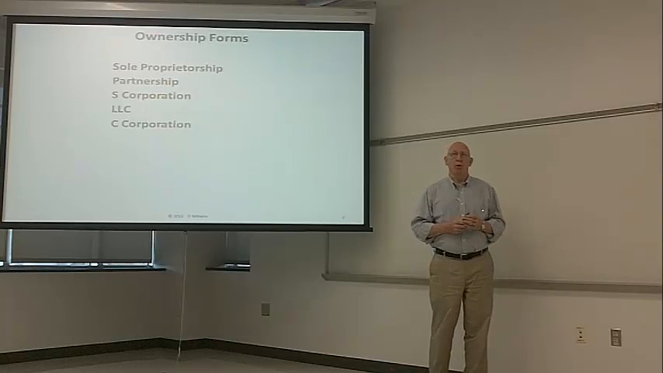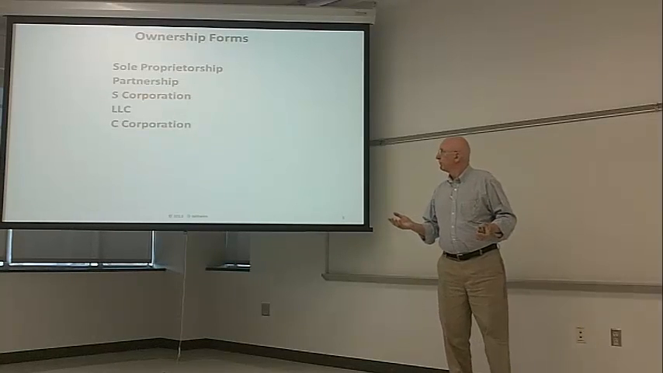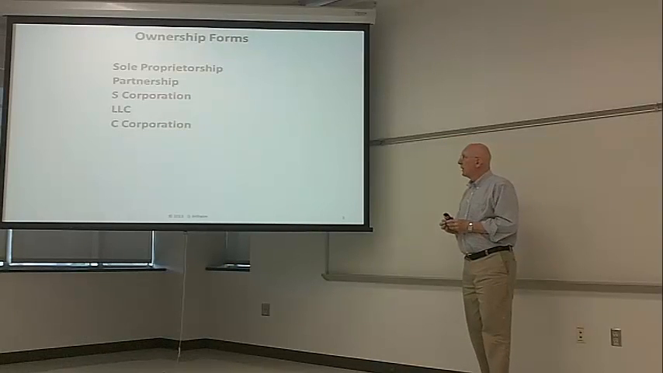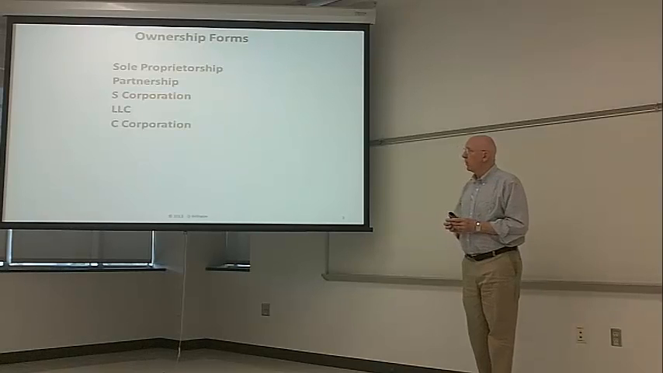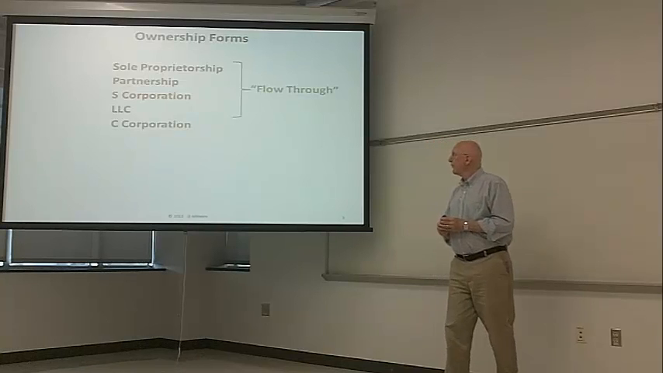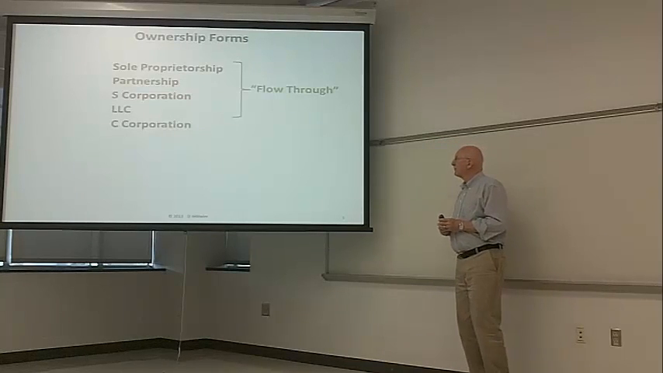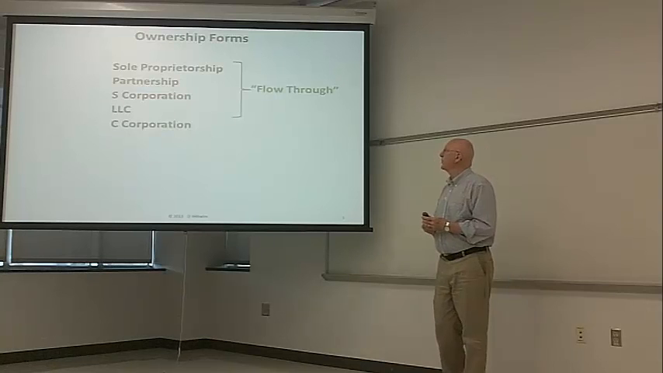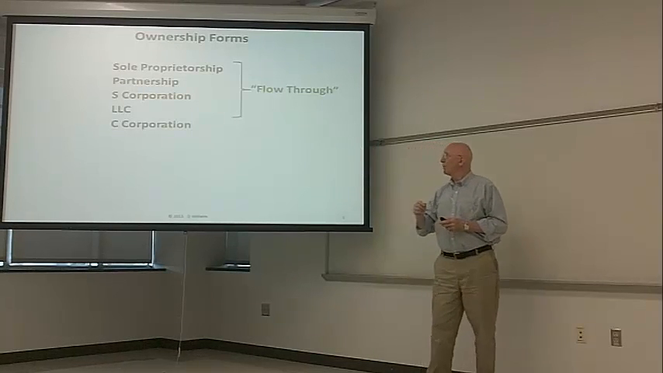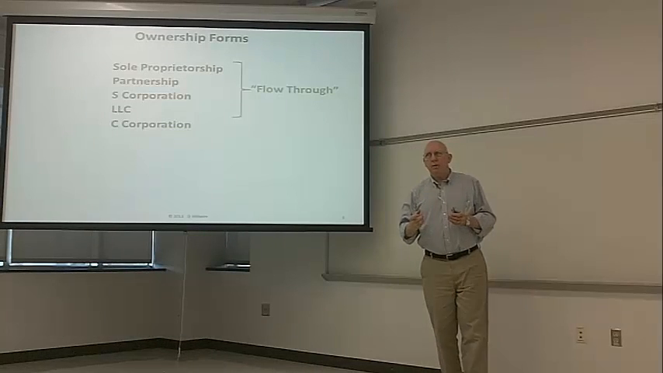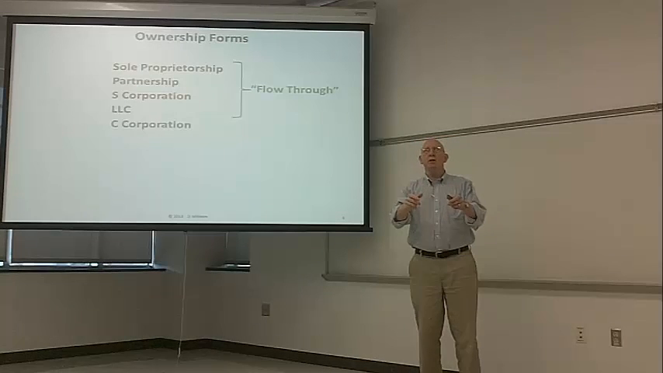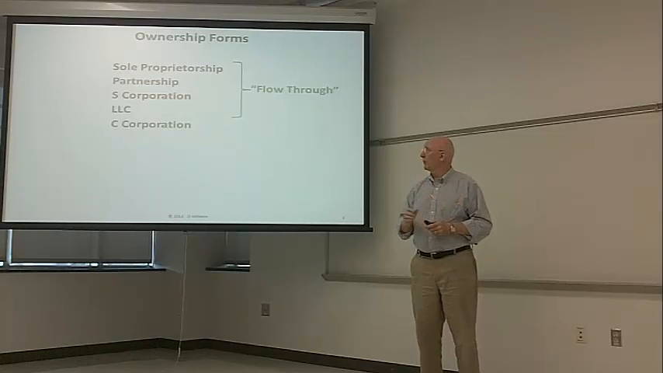So ownership forms: sole proprietorship, a partnership, an S corporation, a limited liability company, or a C corporation. And of these, the first four are generally applied flow-through tax. That is, if you're in sole proprietorship, a partnership, or an S corporation, the earnings from that business flow directly to you where you are taxed on those earnings.